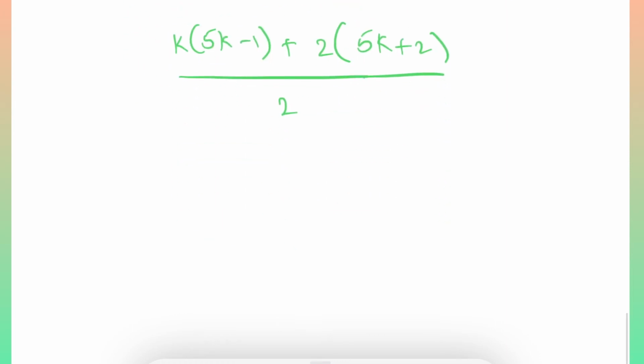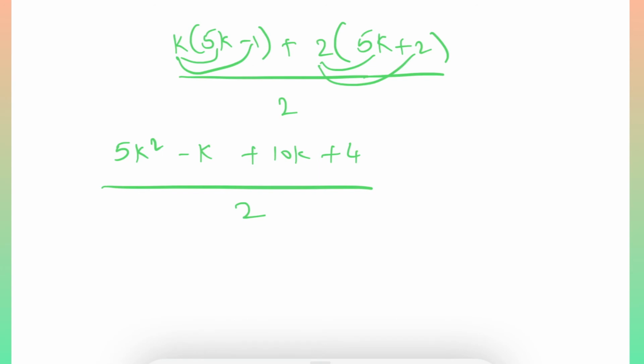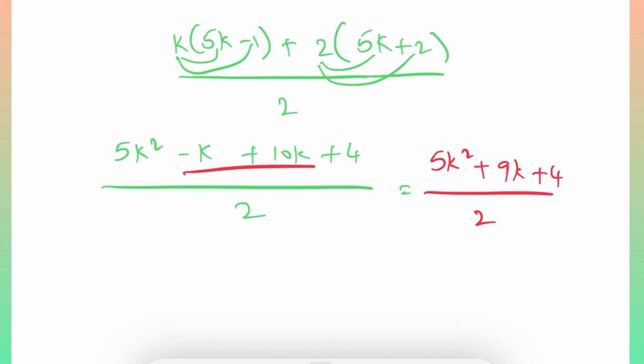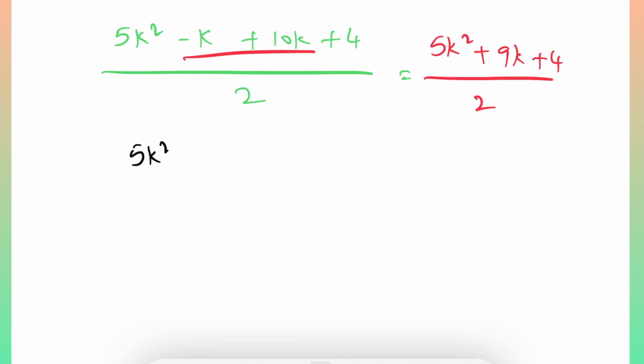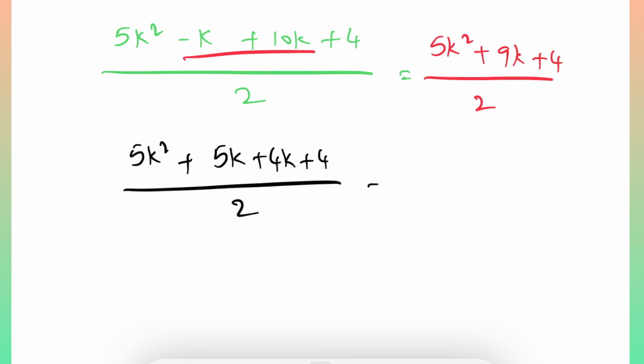Okay, now let us open this. k into 5k is 5k squared, k into -1 is -k, plus 2 into 5k is 10k, plus 2 into 2 is 4, whole divided by 2. Let us simplify further: 5k squared as it is, -k + 10k gives 9k, plus 4, whole divided by 2. Now splitting the middle term into two terms: 5k squared plus 9k written as 5k + 4k, plus 4, whole divided by 2.